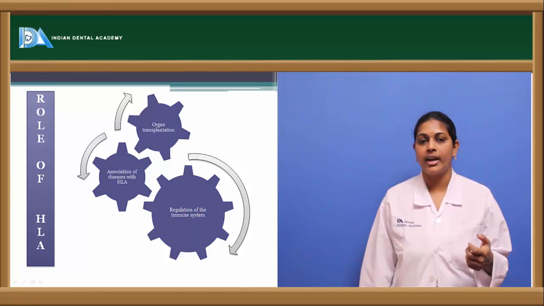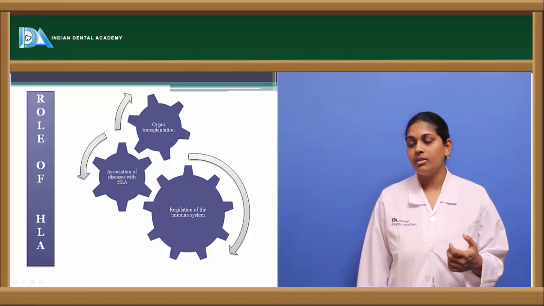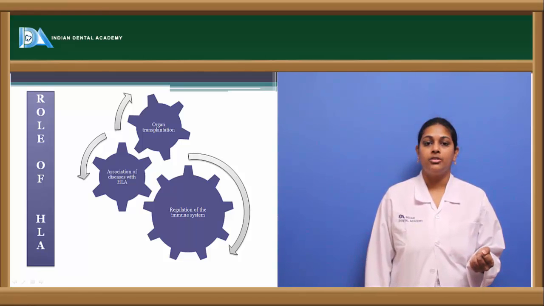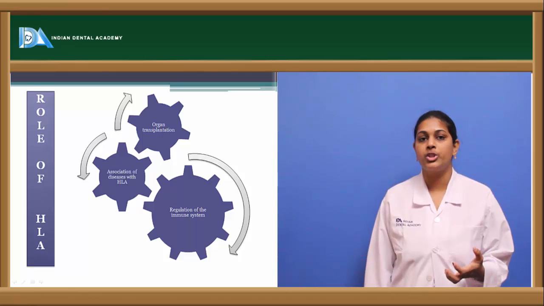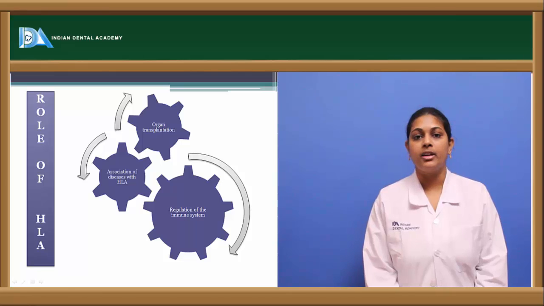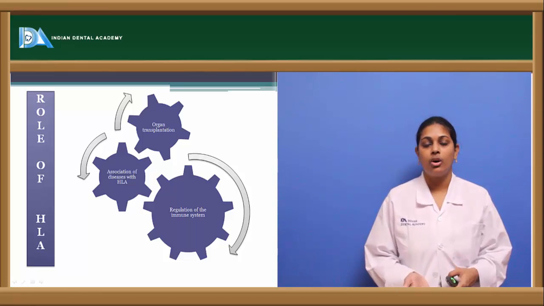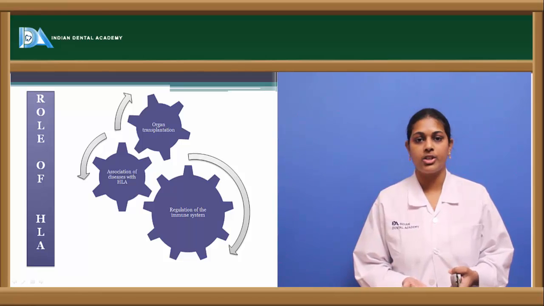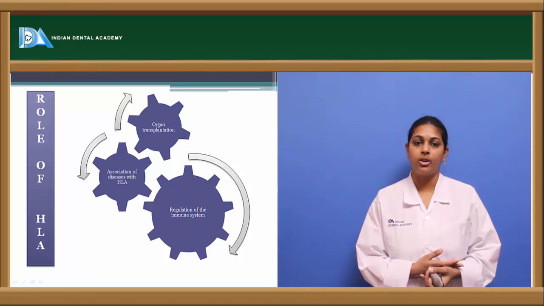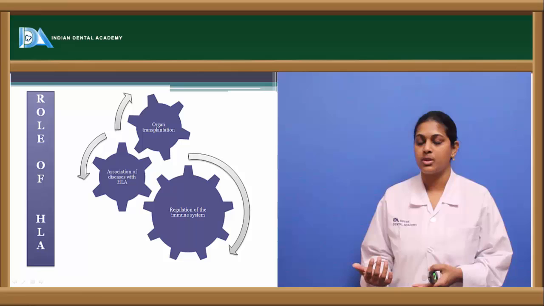Coming to the role of the HLA system in the human body, firstly, the major function is in organ transplantation. Usually the HLA complex is identified by the recipient, that is, they differentiate between self and non-self antigens. By identifying self and non-self antigens, they accept only the self antigens and do not accept the non-self antigens, thereby preventing complications in organ transplantation.